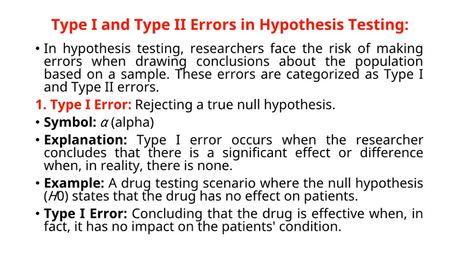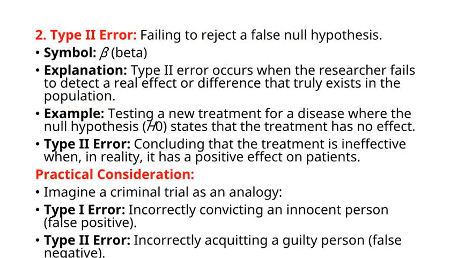Example: a drug testing scenario where the null hypothesis, H0, states that the drug has no effect on patients. Type I error: concluding that the drug is effective when, in fact, it has no impact on the patient's condition. 2. Type II error, failing to reject a false null hypothesis. Symbol: beta. Explanation: Type II error occurs when the researcher fails to detect a real effect or difference that truly exists in the population.